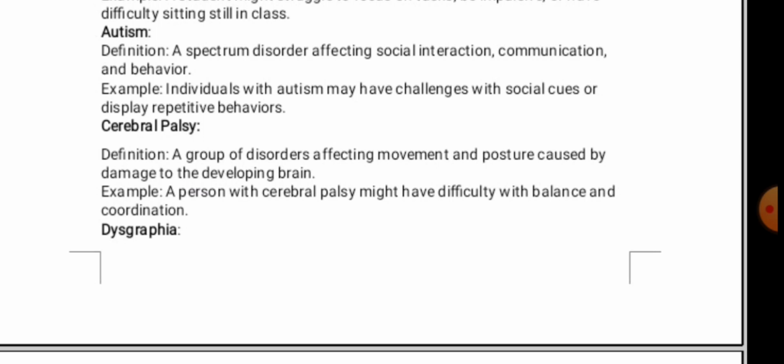The individuals do not know how to control his or her movement, how to have a correct posture. So they have difficulty in balancing themselves. They have difficulty in coordination. Their hands and legs might not be able to coordinate together. Suppose they are dancing, they are not able to coordinate their hands and legs together. Suppose they are playing football, they are not able to coordinate their eyes and their legs together.